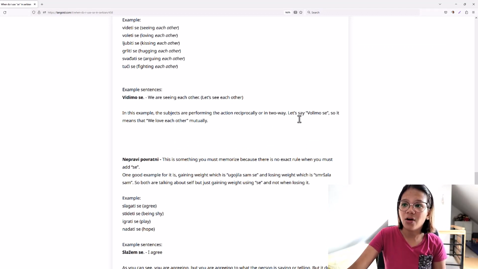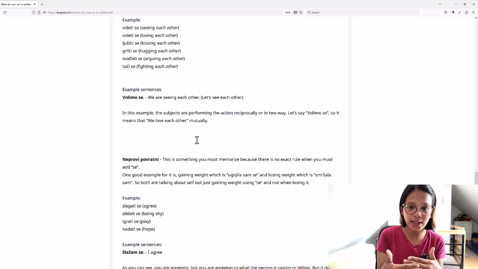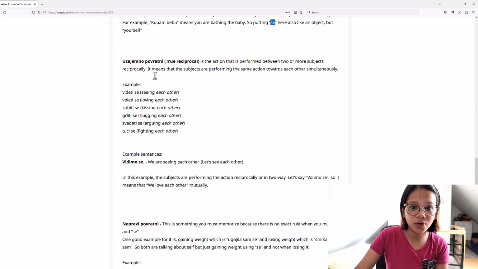Another example is volimo se. It means that we love each other mutually. I love you and you love me. Performing the action reciprocally or in two ways. That is the uzajamno povratni.